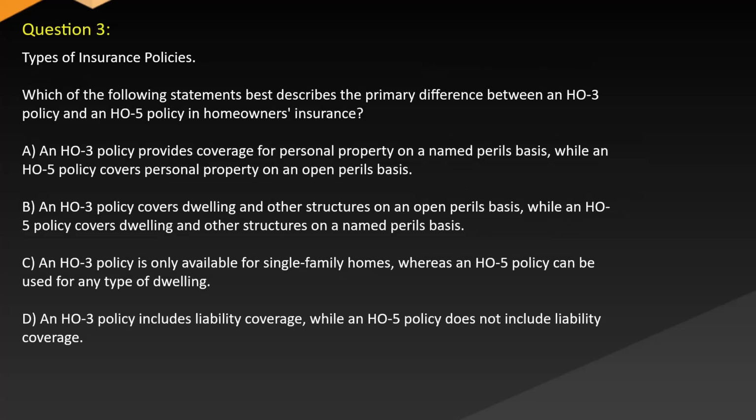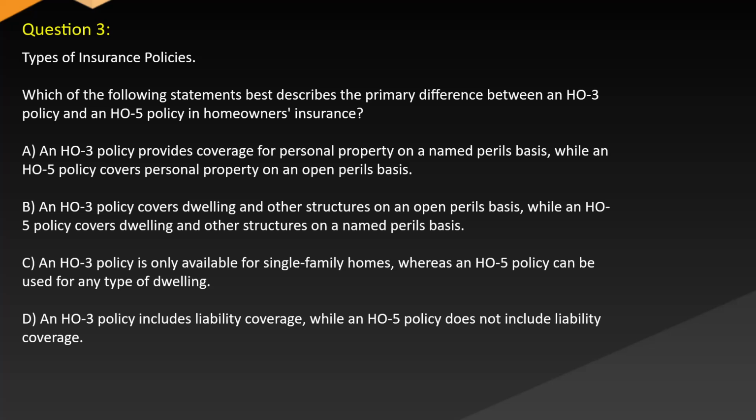Question 3. Types of insurance policies. Which of the following statements best describes the primary difference between a HO3 policy and a HO5 policy in homeowners insurance? A. A HO3 policy provides coverage for personal property on a named perils basis, while a HO5 policy covers personal property on an open perils basis.